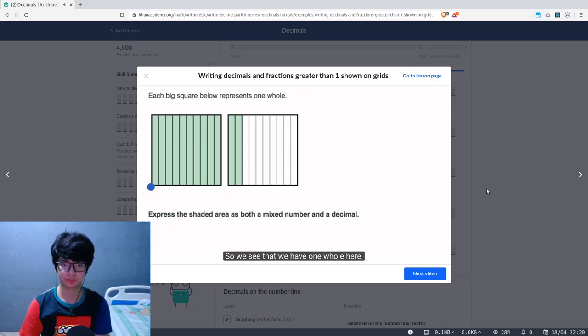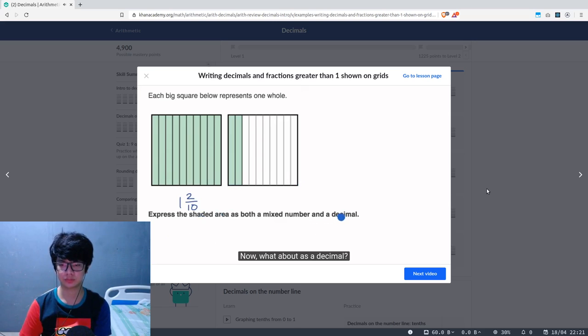So we see that we have one whole here. The whole thing is filled out. So this is going to be one whole. And then over here we have part of this second whole filled out. And it looks like we are dividing this whole into 10 equal sections. And then two of those are filled out. So as a mixed number, we have 1, and then you have 2 of the tenths filled out. So this is going to be 1 and 2/10. And we're done. You can see here, this is split into tenths, and we filled in 2 of them.